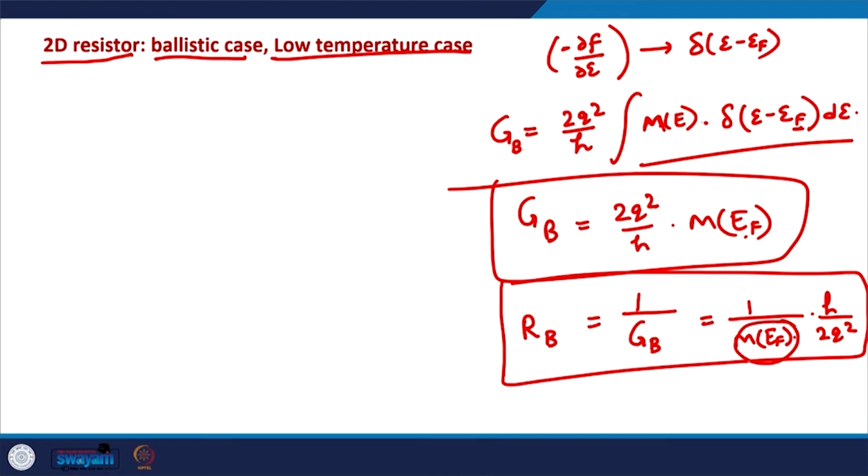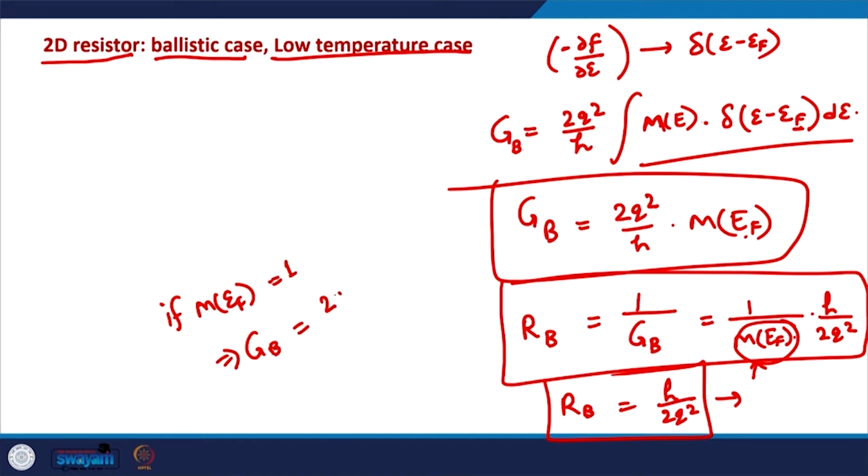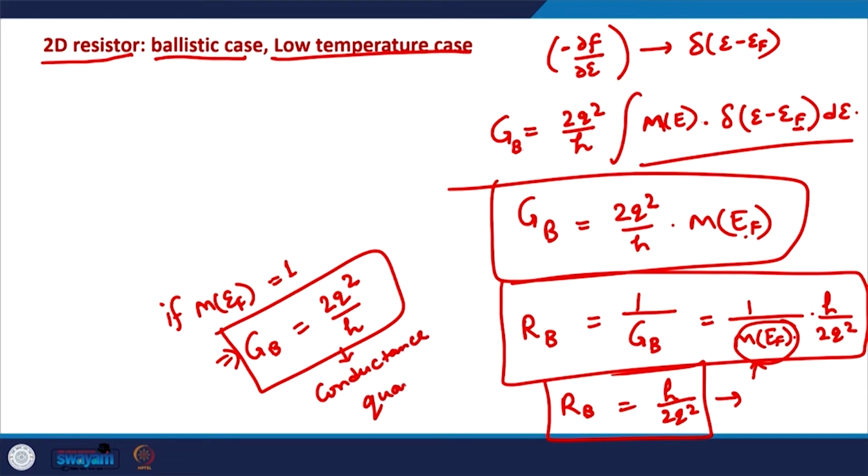And if this value is 1, in that case the ballistic resistance is h by 2q square. This is also known as the quantum of resistance, or this 2q square by h. If M(EF) is 1, for example in a device, if M(EF) turns out to be 1, in that case the ballistic conductance will be 2q square by h, and this is known as the quantum of conductance or conductance quanta. This in a way is the conductance of the single channel, single conducting channel, single mode in the device, and that is why it is known as the quantum of the conductance or conductance quantum.